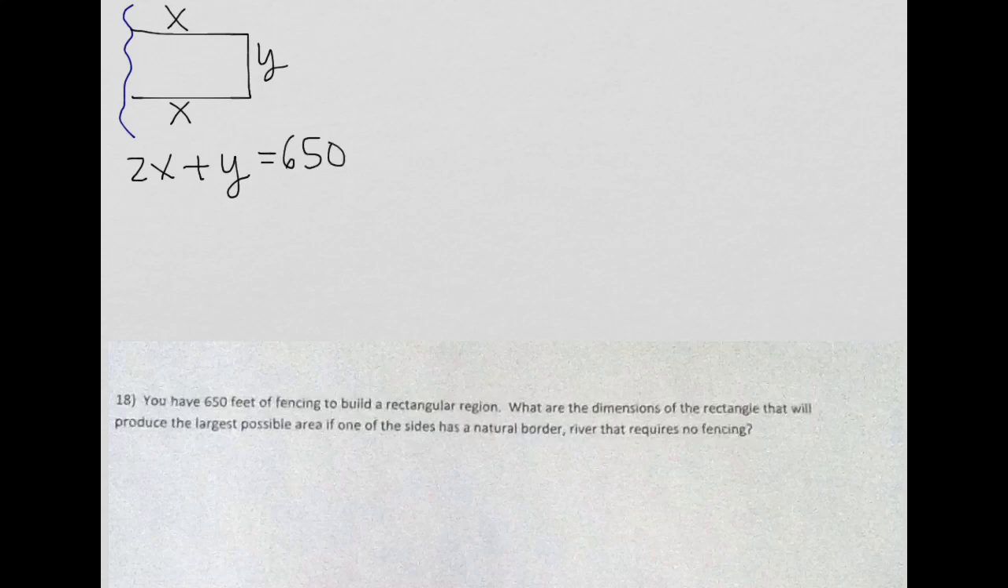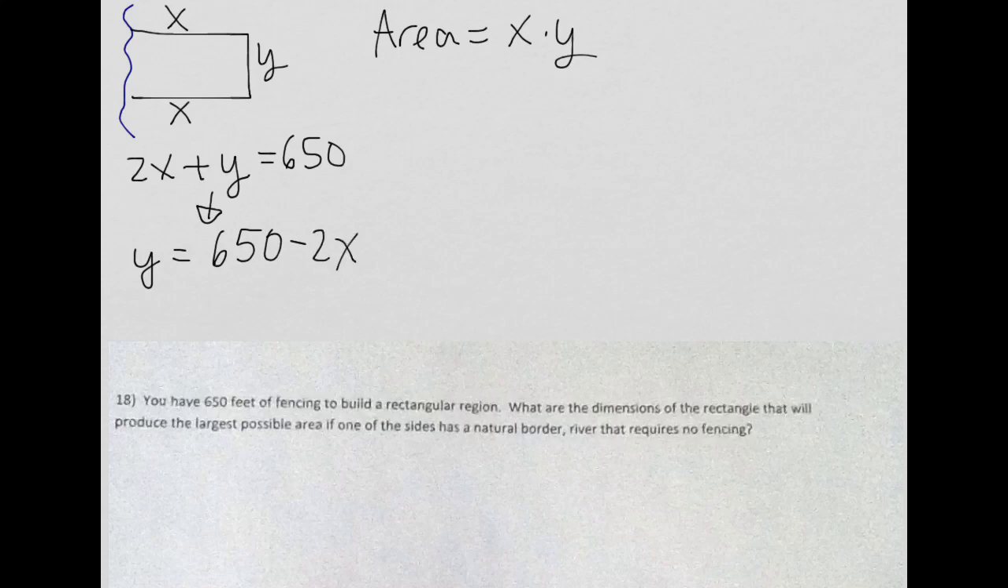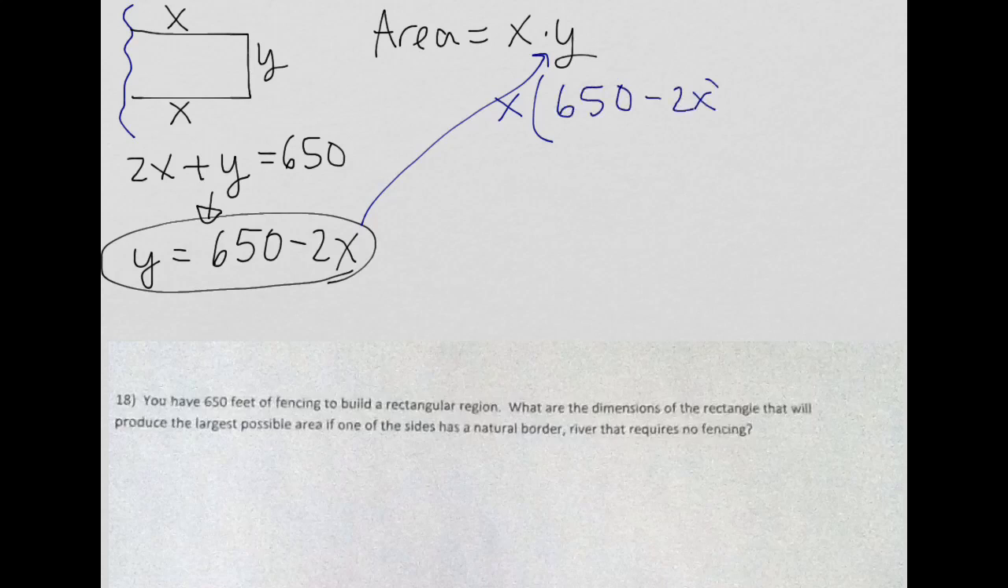If I want to find the maximum possible area, well, I'm going to use my area formula, which is X times Y. I need to replace one of those with the variables from the perimeter formula. So I'm going to solve this perimeter one for Y. So to solve it for Y, I'm going to subtract 2x from both sides. So I get 650 minus 2x. Where does this go now? It's going to be going into the area formula where the Y is. So the x is coming down. The Y now becomes 650 minus 2x.